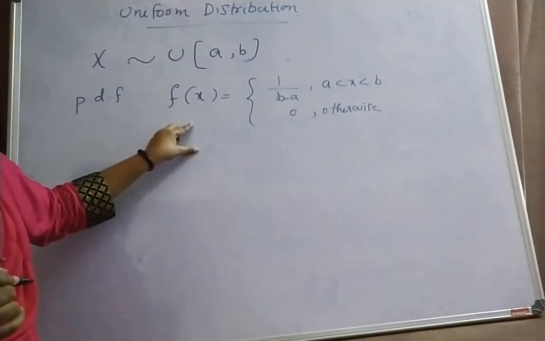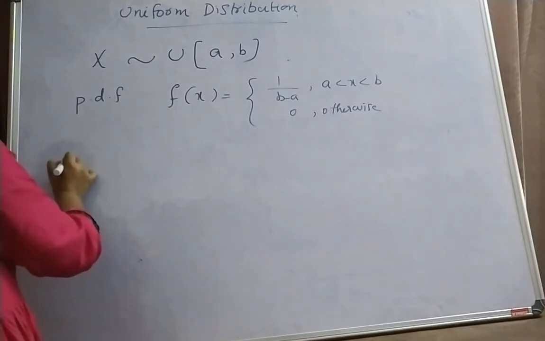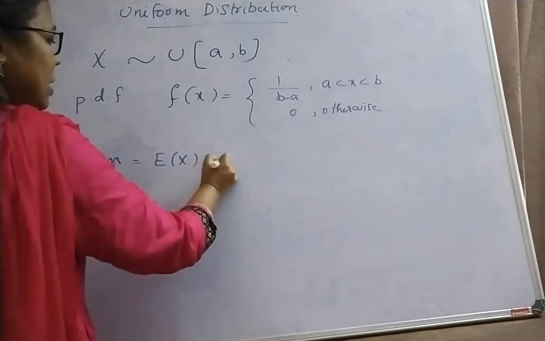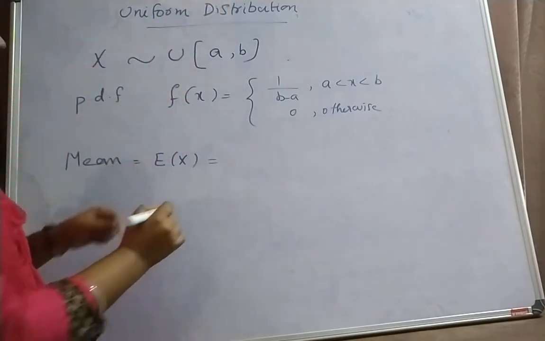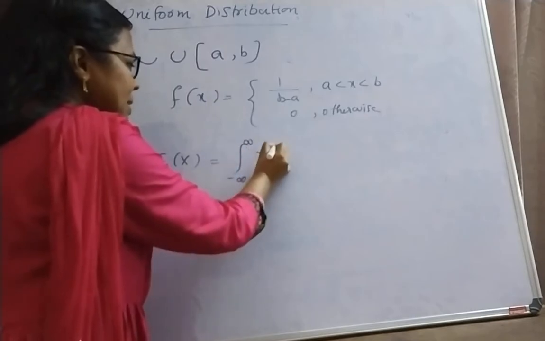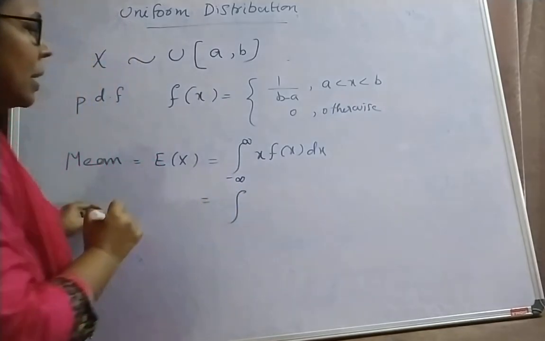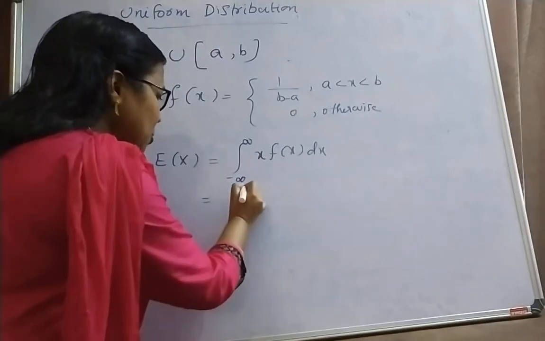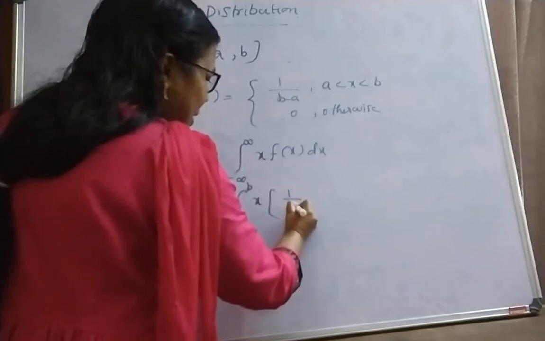First we have to find the mean and variance of a uniform distribution. Mean is expectation of x. Since it is a continuous distribution, this is the integral from minus infinity to infinity of x f of x dx. Here the lower limit is a and the upper limit is b. Therefore, integral a to b of x into f of x, which is 1 by b minus a, dx.